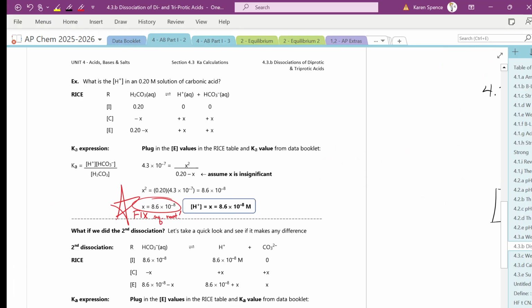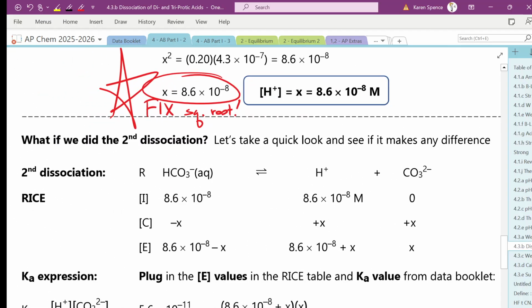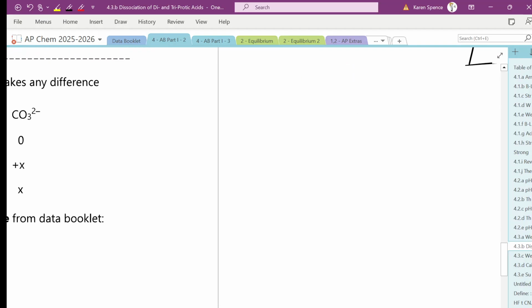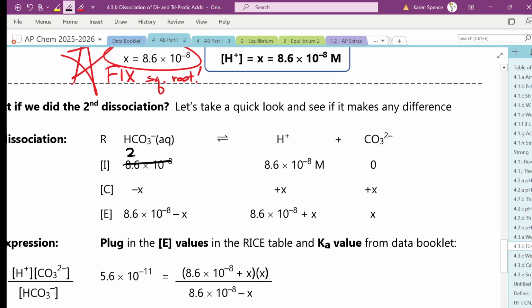Now, what if we were to have done the second dissociation? All right, we're not gonna actually do it. We're just gonna walk through it here. So this would actually be 2.9 times 10 to the minus 4 times 2.9 times 10 to the minus 4. We'll fix this as we go. 2.9 times 10 to the minus 4.